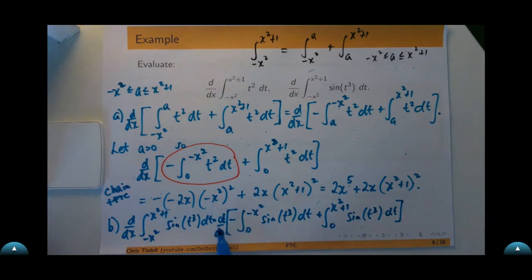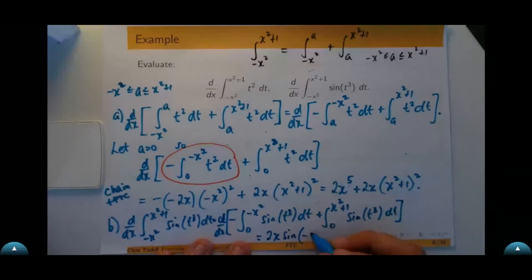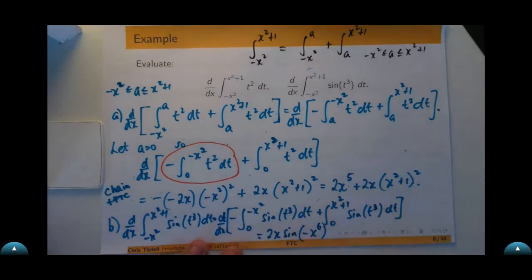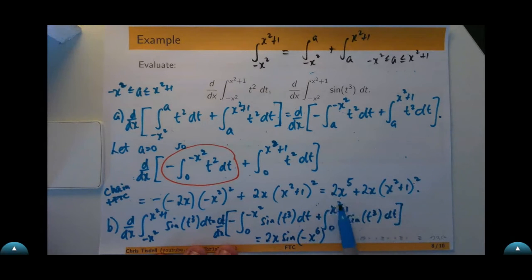Okay, so when we apply the chain rule and the fundamental theorem of calculus, the derivative of this comes to the front, and this goes into here. So it's going to be negative x to the power 6. For this one, the derivative comes to the front, and this goes into here.